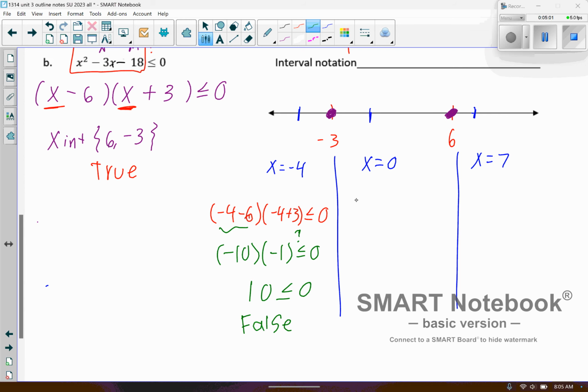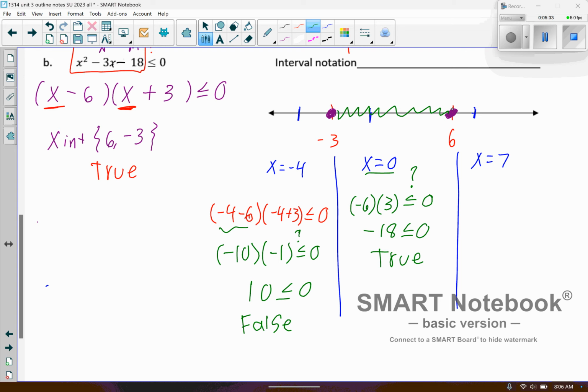0 minus 6 is negative 6, and then 0 plus 3 is positive 3. So I'm going to do that first part in my head. Is that less than or equal to 0? Well, when I multiply that together, it's negative 18, which, yes, is less than or equal to 0. In this case, it's less than, right? So this will come back as true, and so I'll go ahead and shade that part of my number line.